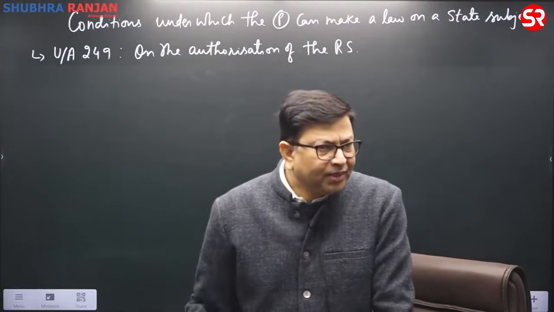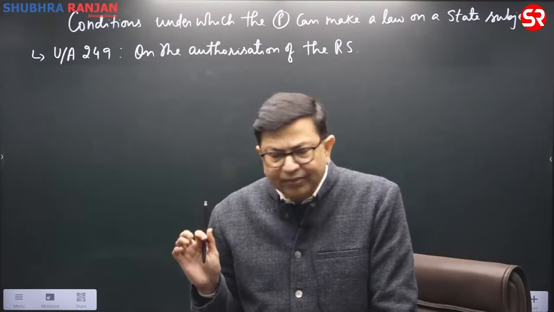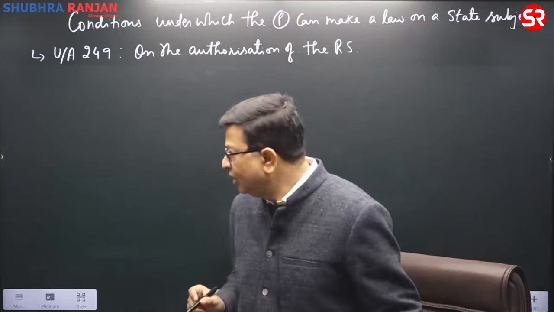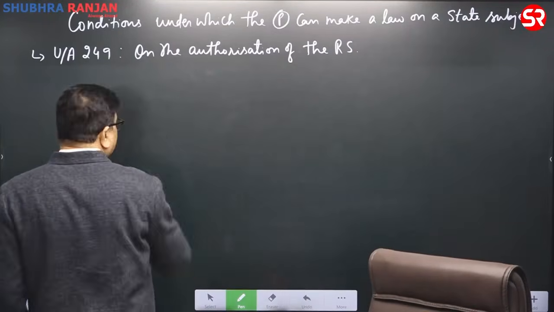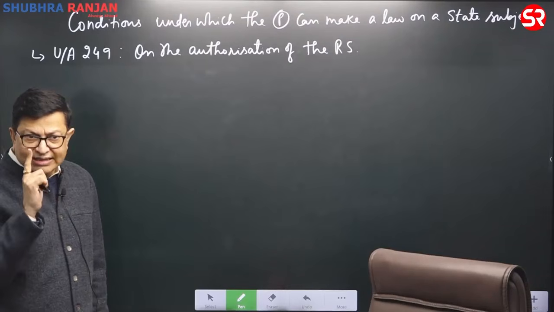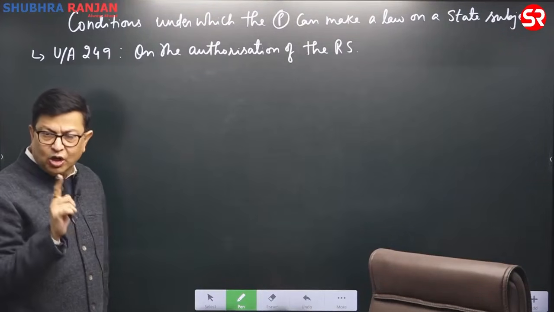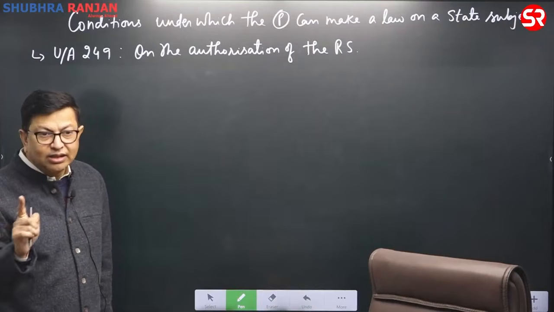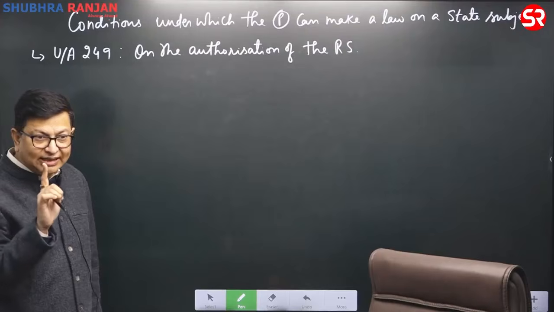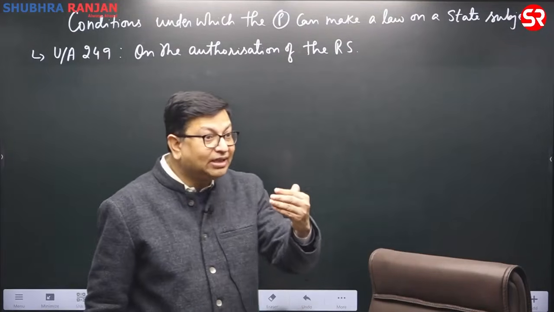Look, basically, if we talk about Article 249, what we have written: on the authorization of the Rajya Sabha. If the Rajya Sabha passes a resolution authorizing the parliament to make a law on a subject in the state list on the ground of national interest, the parliament can make a law on that subject. That is Article 249. So the authorization has to be by the Rajya Sabha.